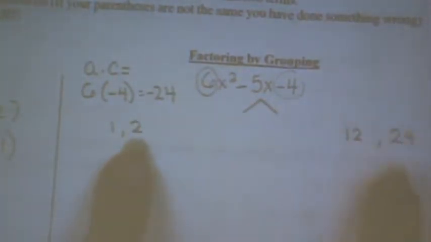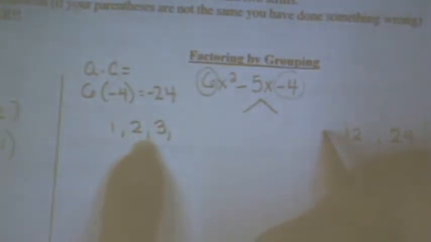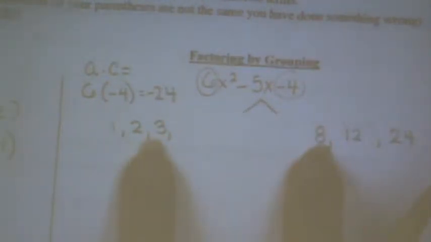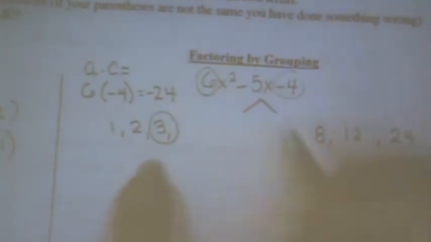Do those numbers add to be 5? Nope. How about 3? 3 and what? 3 and 8. Aha. Change the sign. How do we get 3 and 8 to multiply to give me -24, but add to be -5? -8 and +3. You guys got it.